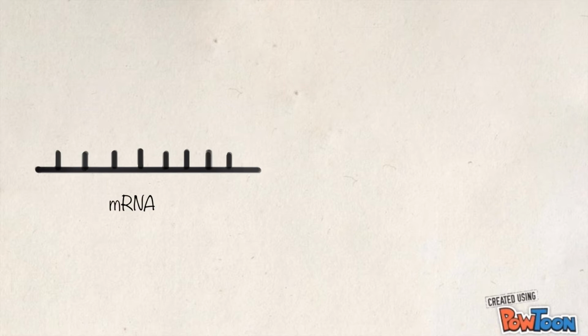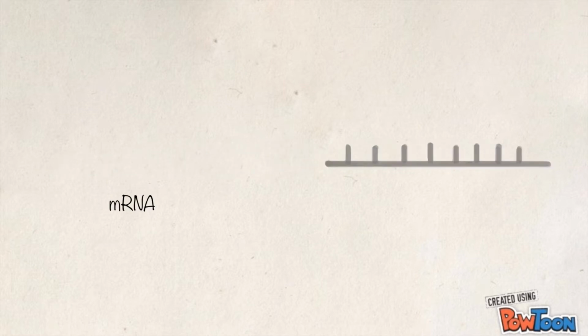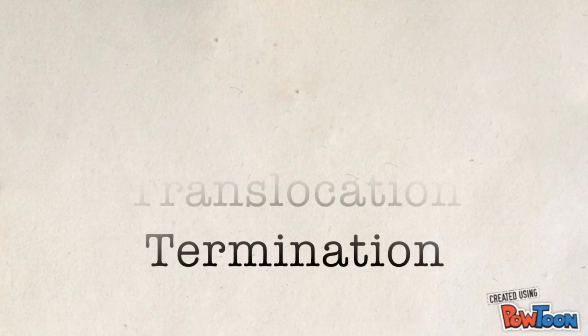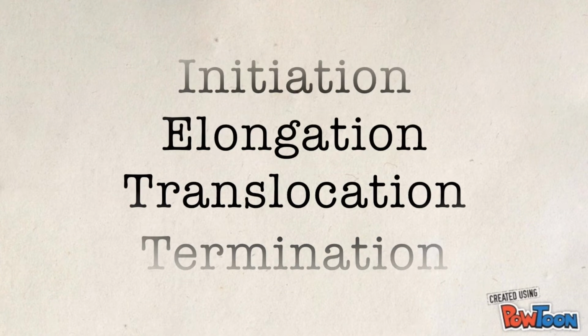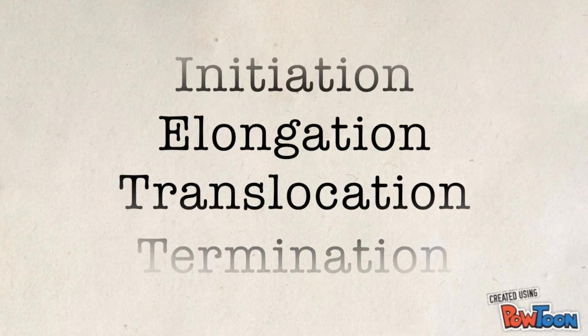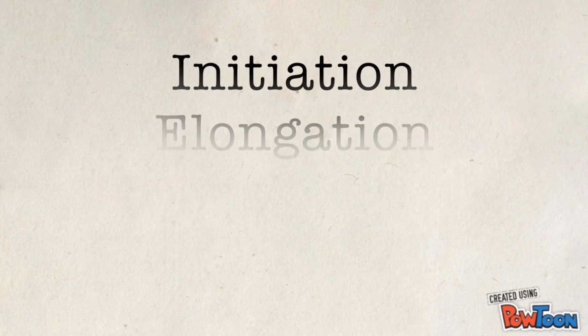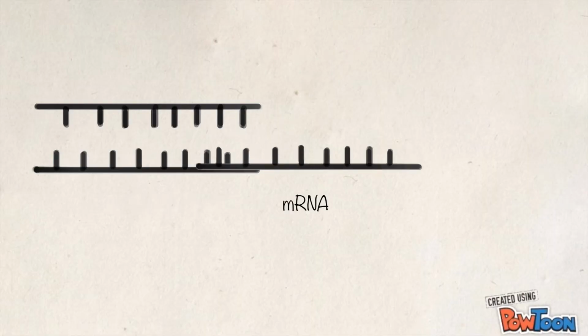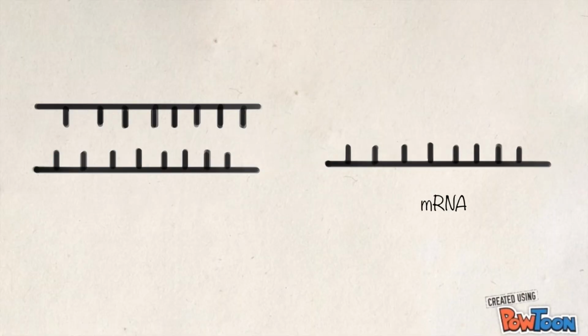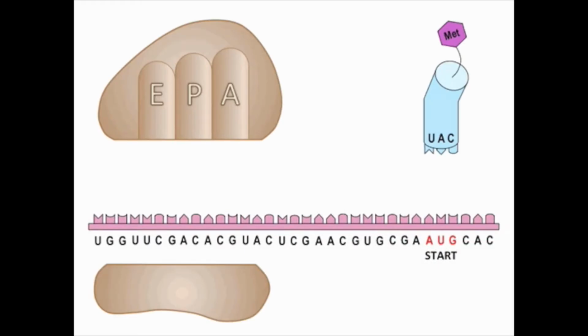So the main idea of translation is to convert RNA into protein. The translation process involves several phases: initiation phase, elongation phase, translocation phase, and termination phase. Once mRNA is produced from the DNA template, the process of actually producing the protein at the ribosomes can begin. So first, I'm going to talk about something about ribosome.